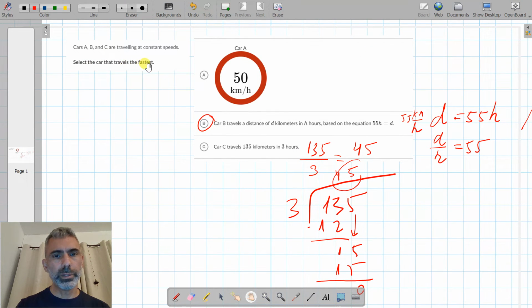Select the car that travels the fastest. So we see that car B travels at 55 kilometers per hour. So car B is the fastest.